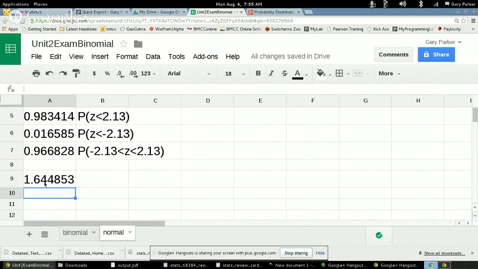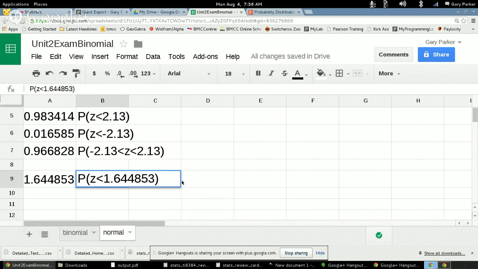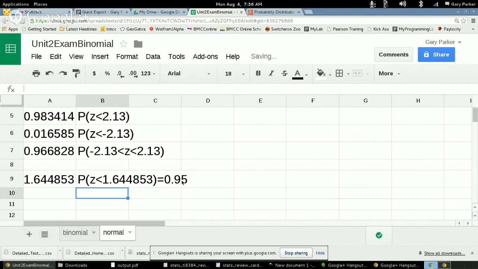A little more accurate than the table gives: 1.644853. More decimal places than I need, but that works. So that's the z-score that I want. So we just calculated here that the probability that z is less than 1.64485, blah, blah, blah, is equal to 0.95. That's what the inverse normal does. It gives us a z-score that goes with a probability. All right, so let's try another one.